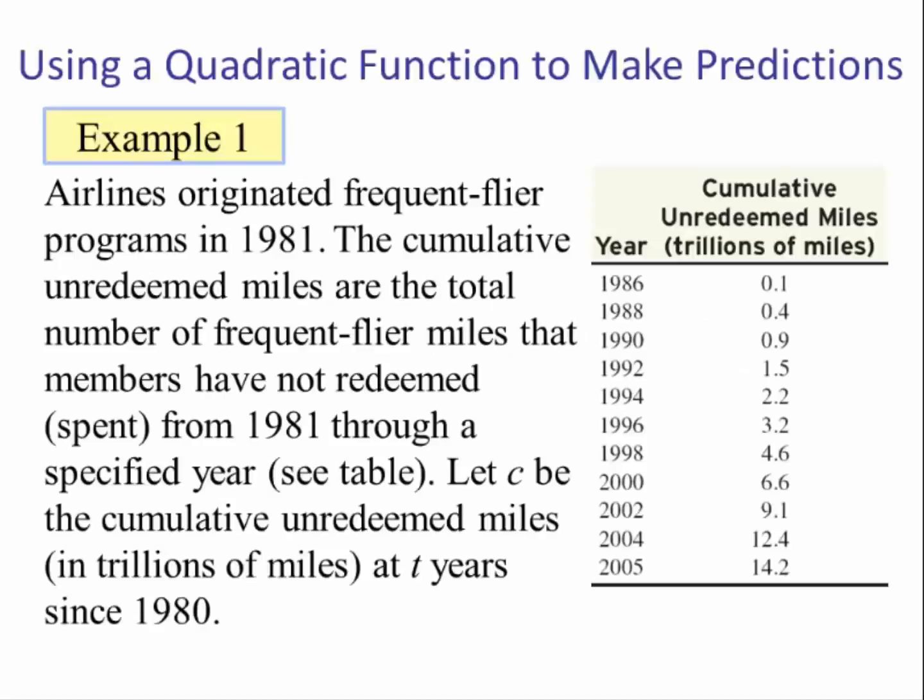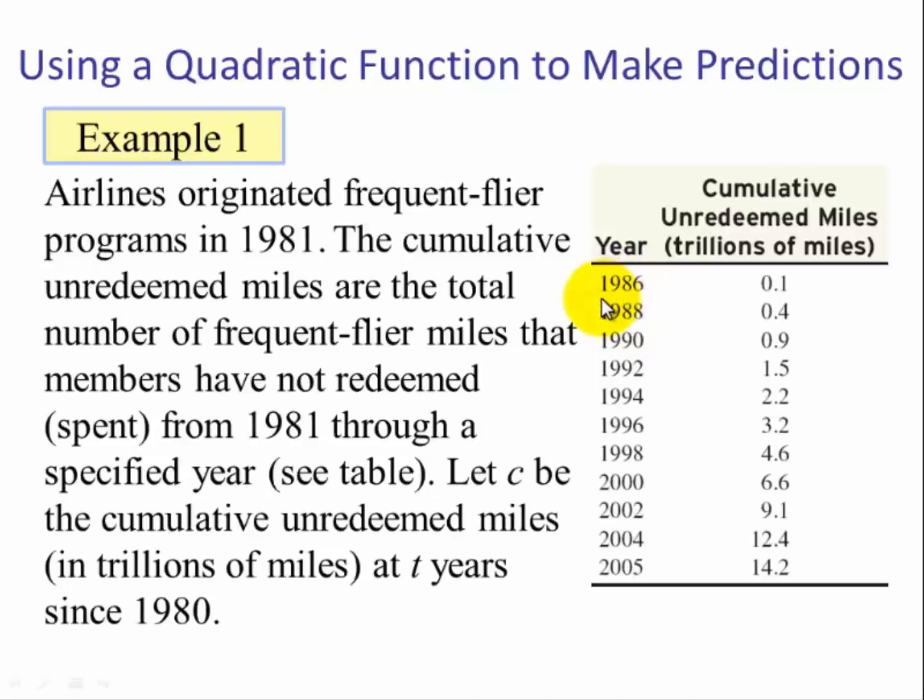Example 1. Airlines originated frequent flyer programs in 1981. The cumulative unredeemed miles are the total number of frequent flyer miles that members have not redeemed or spent from 1981 through a specified year. See table. Let C be the cumulative unredeemed miles in trillions of miles at T years since 1980.